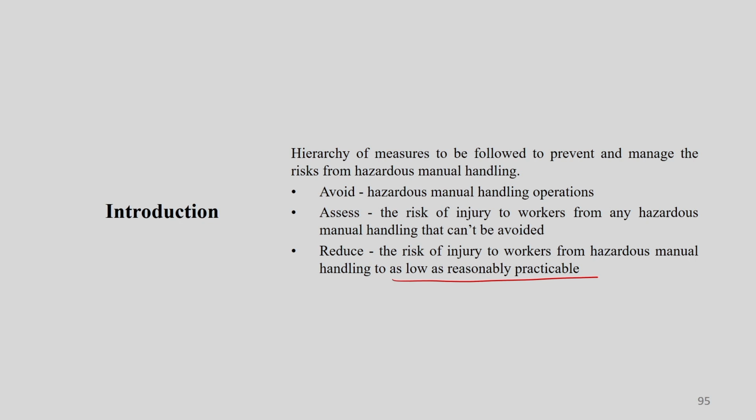So these are the three major actions that we will be discussing in this particular guideline. First, avoid as much as possible. If you cannot avoid, then assess the risk. Once you assess the risk, try to minimize it as much as possible without hampering productivity. So these are the three things you are going to learn.